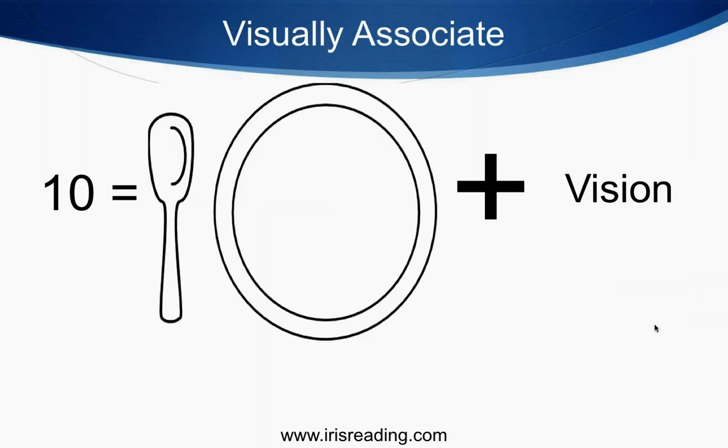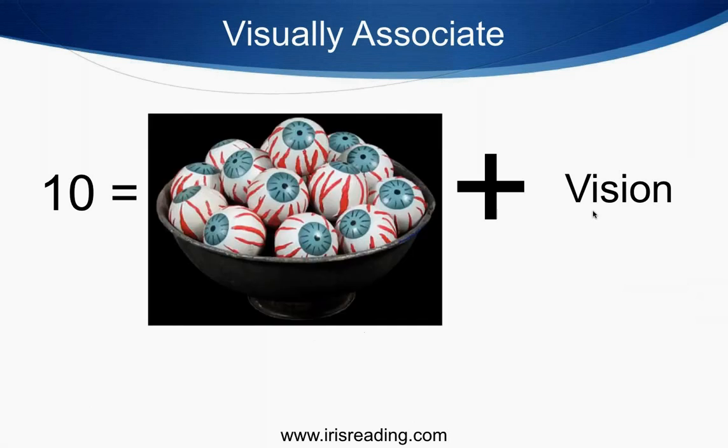All right, number 10, last one. Number 10 is a plate or a bowl and some silverware on the side. And the chapter was all about vision. And of course, what visual do you have for vision? I'm sure you're probably thinking of your eyes, right? Or an eye. Well, picture a bowl filled with eyeballs.